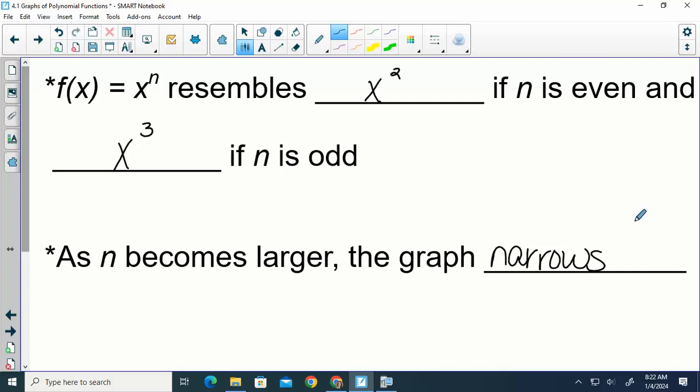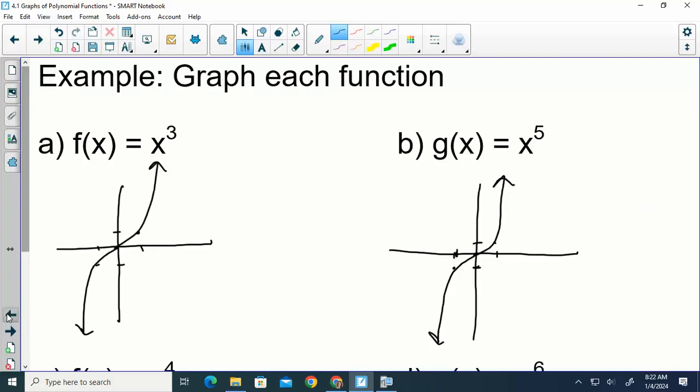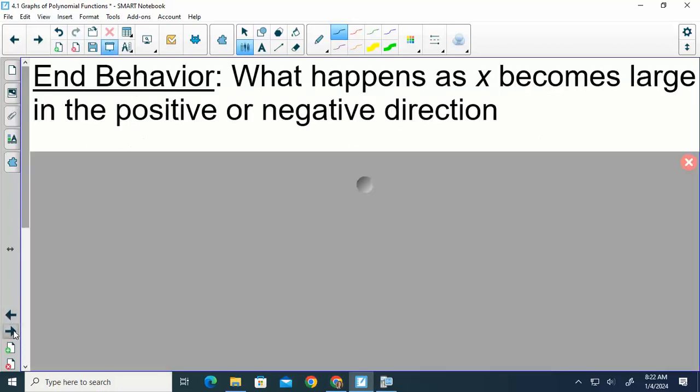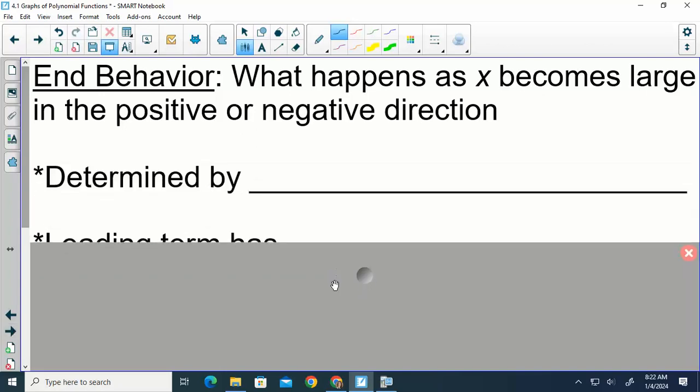All right, so this leads us into a concept called end behavior. End behavior doesn't tell us anything about what the middle of the graph does, but it tells us about the ends. So, this one's going up, this one's going down. End behavior is just what's happening as your x gets really, really big or really, really small. And it is based solely on your leading term.